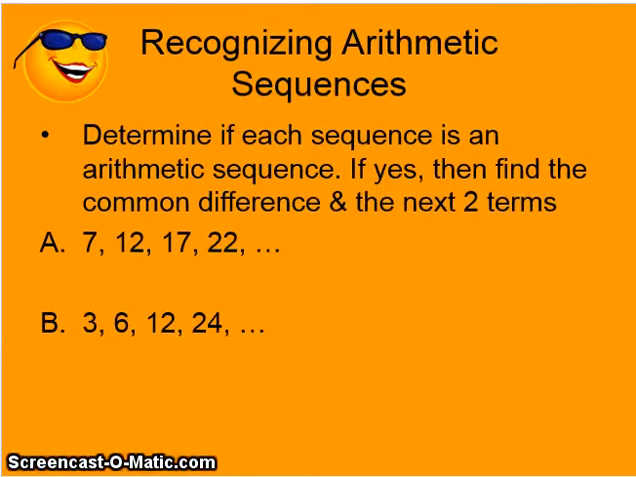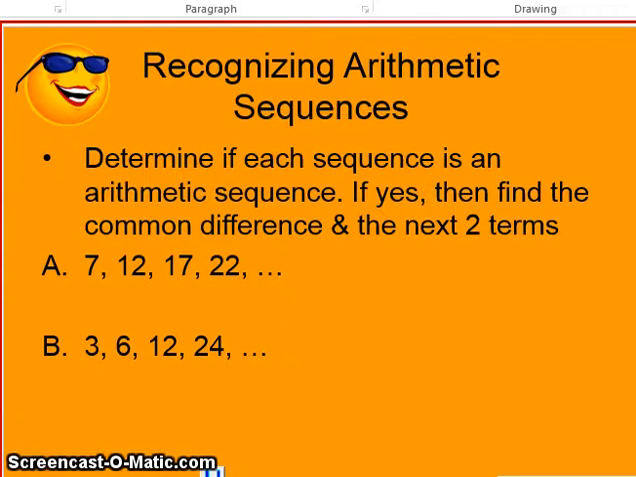In this example, which needs to be in your book, we are recognizing arithmetic sequences. We want to determine if each sequence is arithmetic, and if it is, find the common difference and the next two terms. Now remember, for it to be arithmetic, the difference between each two consecutive terms needs to be the same. So if you look at the difference between 7 and 12, the difference there is 5. If we look at the difference between 12 and 17, the difference there is 5. If we look at the difference between 17 and 22, the difference is 5. 22 minus 17 is 5, 17 minus 12 is 5, 12 minus 7 is 5.